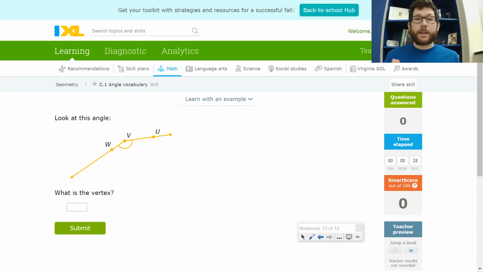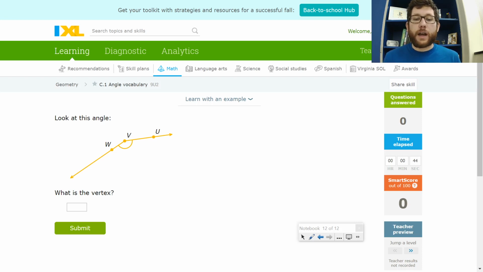In this video, we're going to take a look at angles. Our last lesson material was on points, lines, and planes. Now we're going to take a look at what happens when I combine two rays together and I get an angle. So we're going to talk about some different terminology.